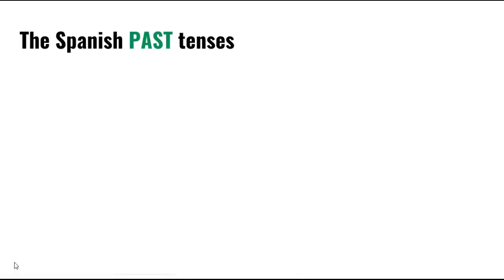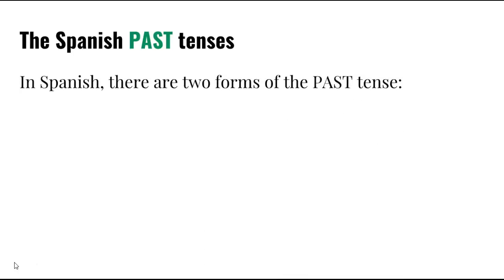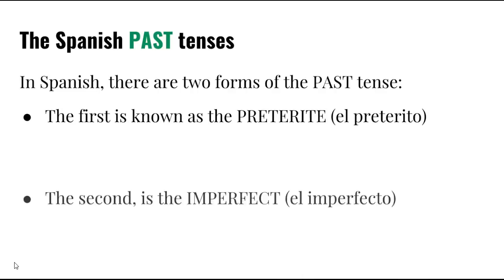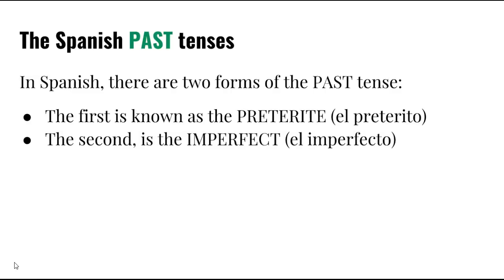Okay, so now we're going to talk a little bit about the past tenses in Spanish. Just so you know, in Spanish there are two forms of the past tense. The first is known as the preterite or el pretérito in Español. The second is the imperfect or el imperfecto.